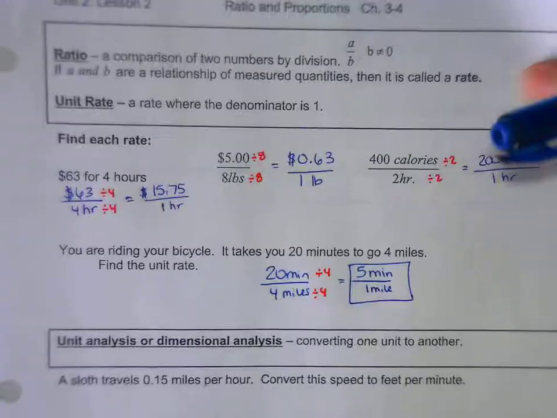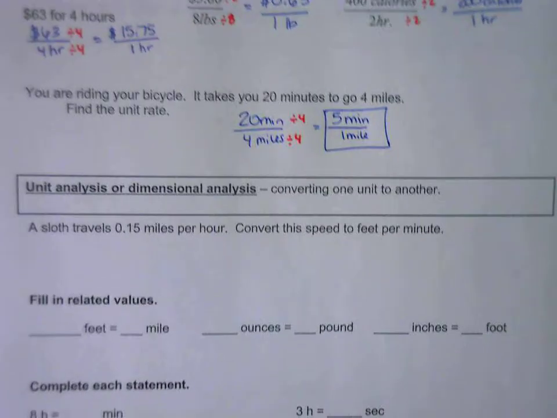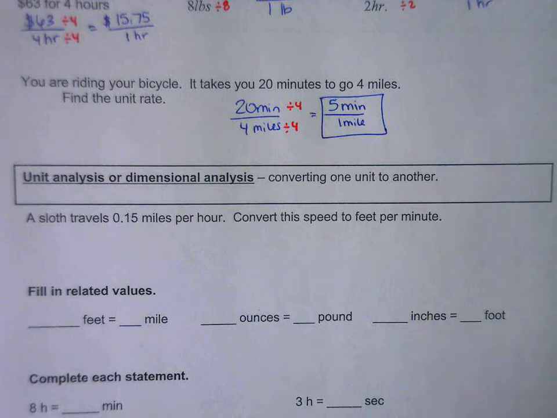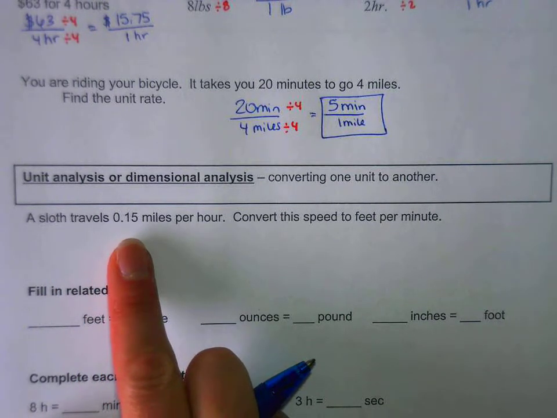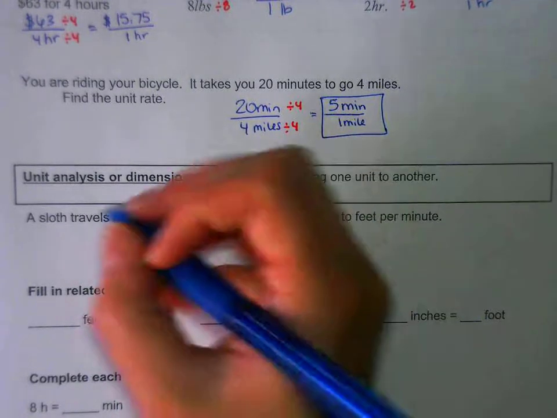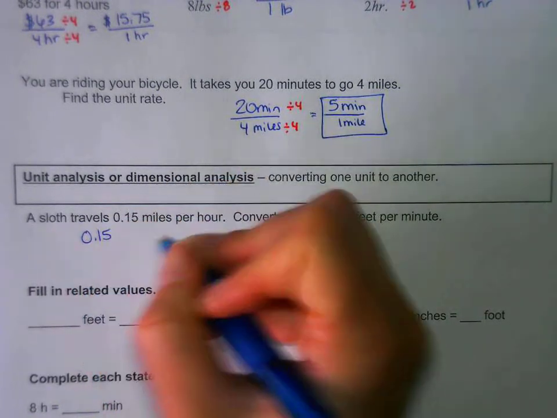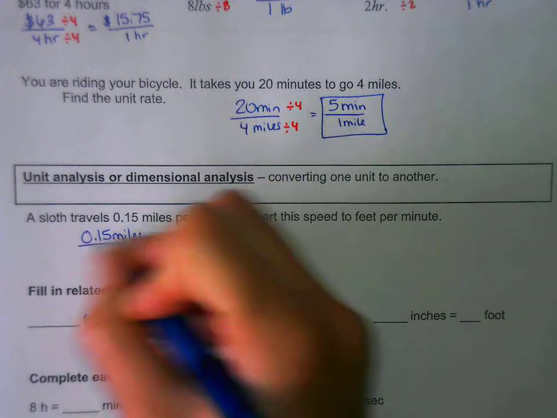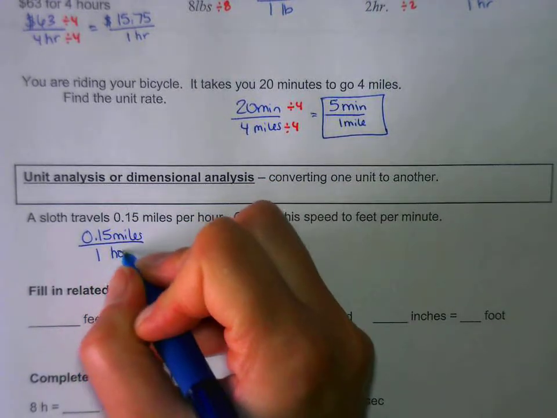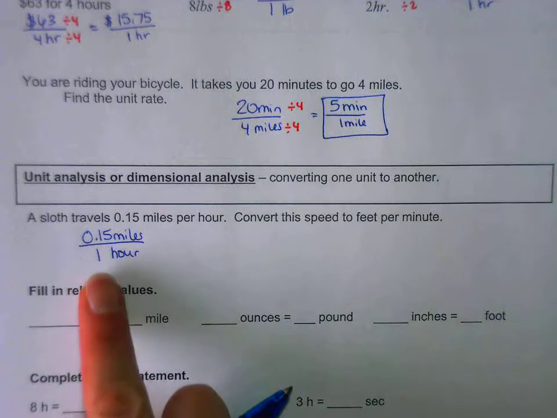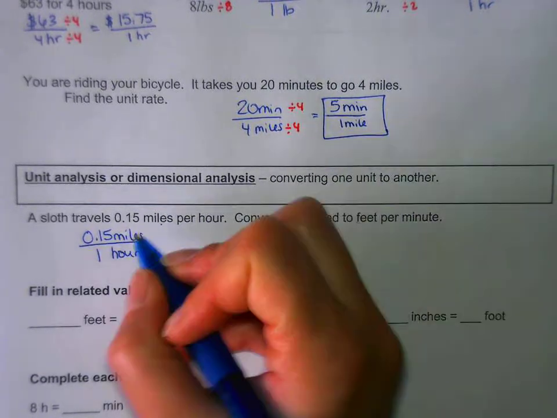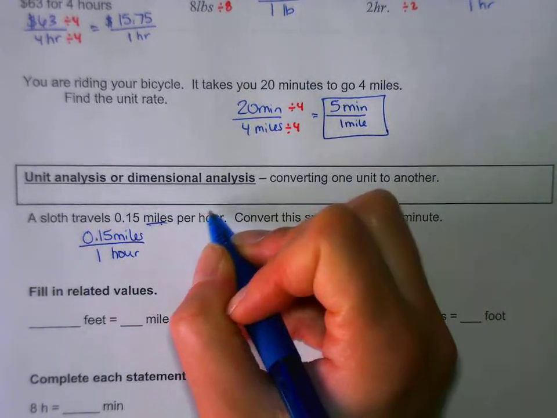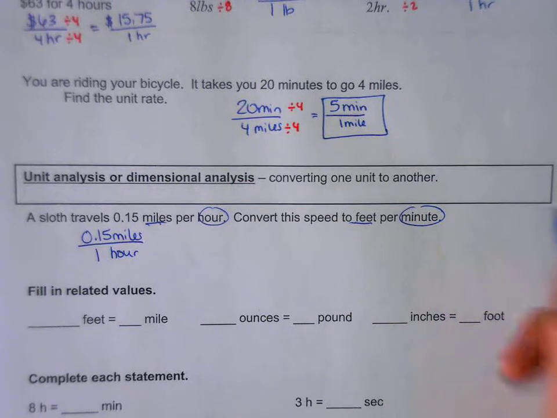So now look at what happens when we want to convert from one unit to another. So we have a sloth who's traveling 0.15 miles per hour. Very slow. So if I have 0.15 miles per 1 hour, I'm going to write it as a rate, and this is a unit rate because it has a 1 in the denominator. I want to go from miles to feet, then I'm going to go from hours to minutes.